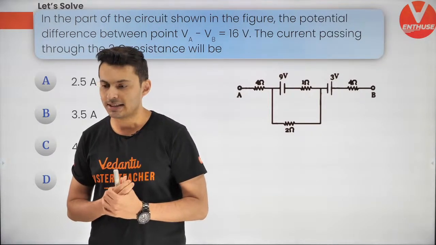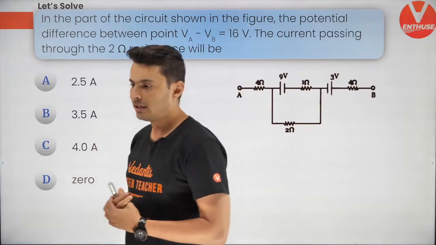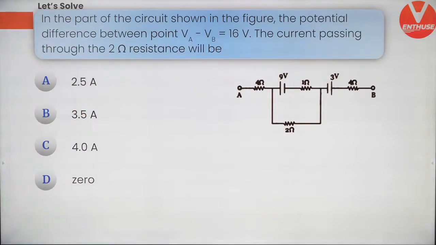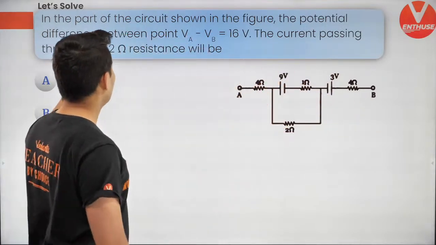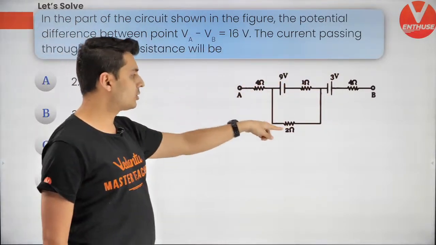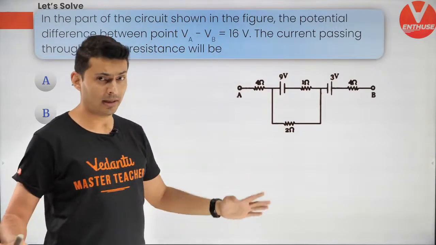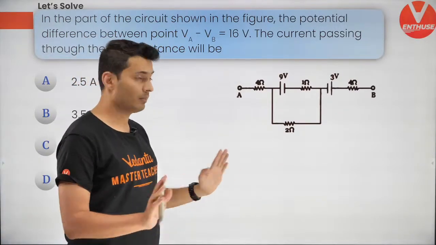Chalo, let's do this. And how about this question? I think it's based on Kirchhoff's voltage law. Okay, so voltage difference between A and B is given, and the question is find the current passing through the 2 ohm resistor. Now there is no other way apart from Kirchhoff's voltage law, believe me.